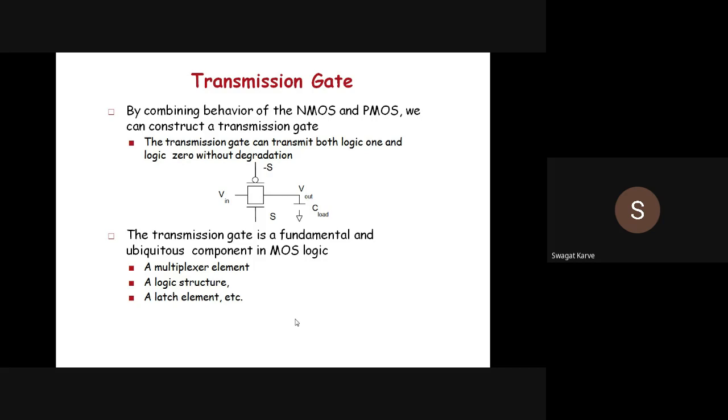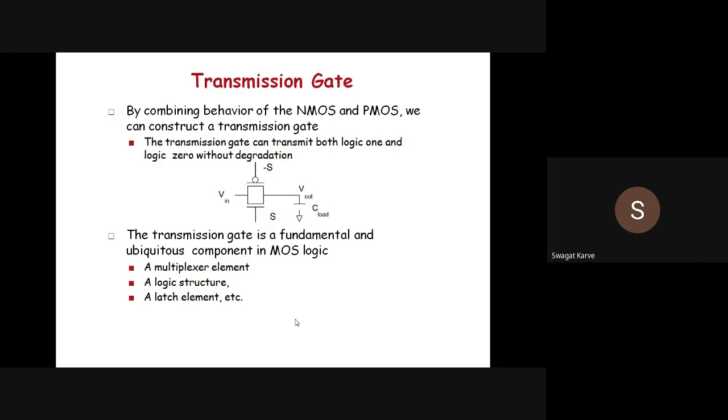Now, this transmission gate is able to pass both logic values very strongly. That means it is capable of reproducing the strong 1 as it is at the output, as well as strong 0 as it is at the output side. That means it can produce the strong 1 as well as strong 0, right?